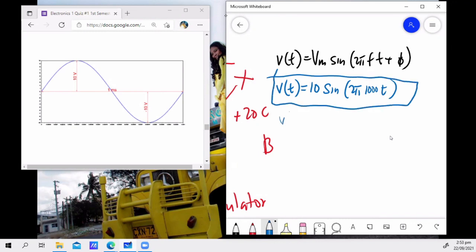Or it can also be like this. V of t is equal to 10 times sine 2 pi 1k, because 1k is 1,000. So either of these two is correct. Okay? Next. Any questions?